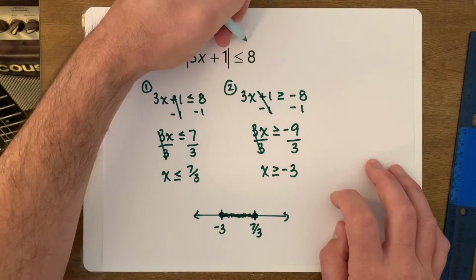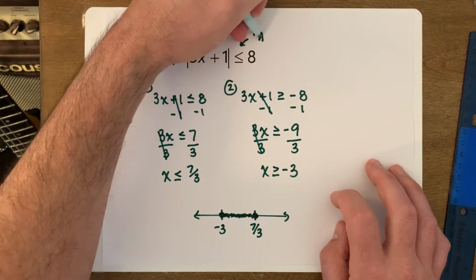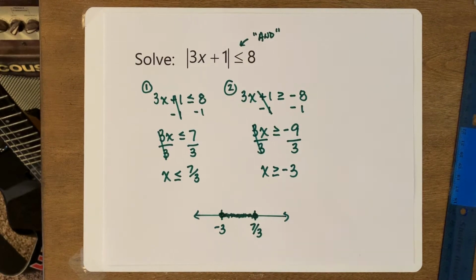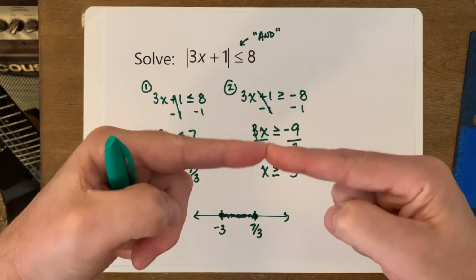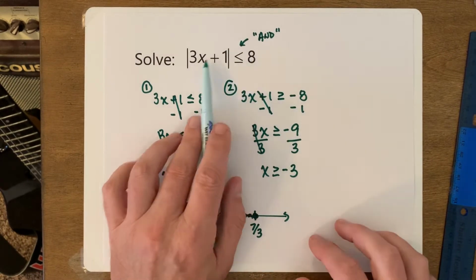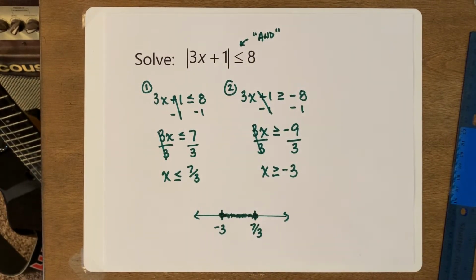And so we generally call this an and. And ands, by looking at the graph, are going to go towards each other. And it's going to be the middle part when you have these absolute values, unless I start playing around with negatives and things like that. So in general, that's how it's going to work. All right, let's take a look at our next one.